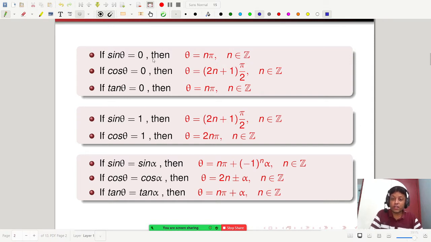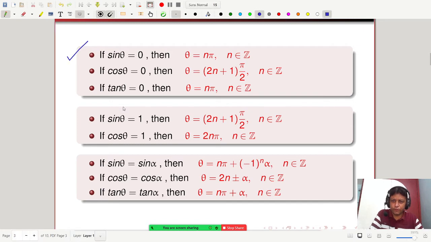You know that sin theta equal to 0 for theta equal to 0, theta equal to pi, theta equal to 2 pi. There are an infinite number of values, and those are written in a very compact form: theta equal to n pi. If cos theta equal to 0, theta equal to (2n plus 1) into pi by 2, that is also a very compact form. If tan theta equal to 0, theta equal to n pi.